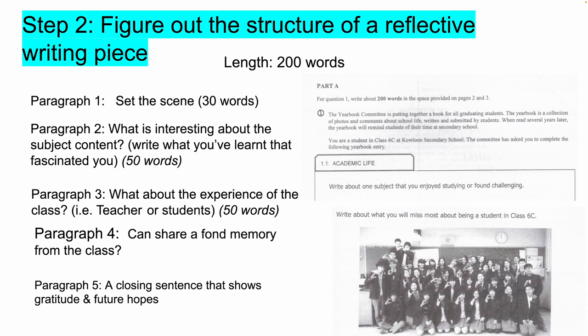I'm sure it wasn't only just the content. It could have been the students. It could have been the teacher and some other things as well. Paragraph 4 would be a great chance for you to share some fond memories of the 6C class. And paragraph 5 should be a sentence or two that shows gratitude and future hopes.